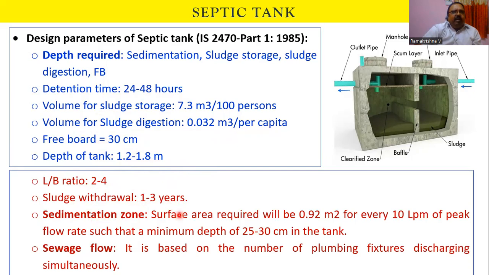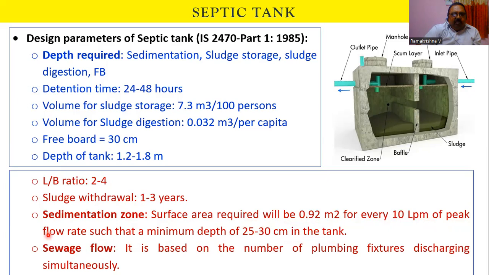Usually we calculate the total water coming into the house, take a factor for wastewater generation, and then calculate the sewage generated from the house and entering into the septic tank. But as per the IS code, the surface area required is 0.92 meter square for every 10 LPM of peak flow rate, such that a minimum depth of 25 to 30 centimeters is provided in the tank.